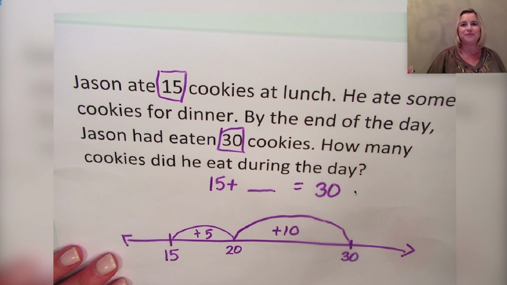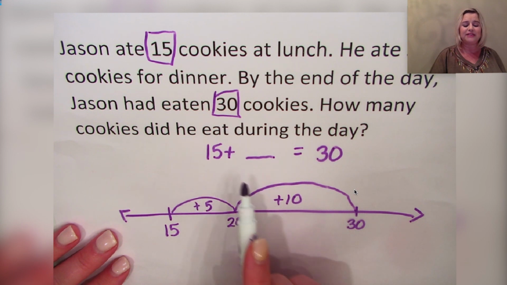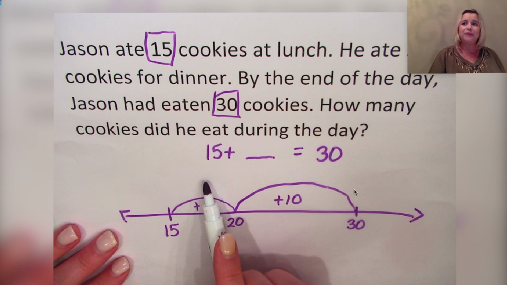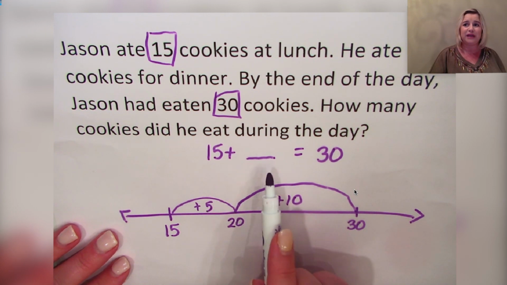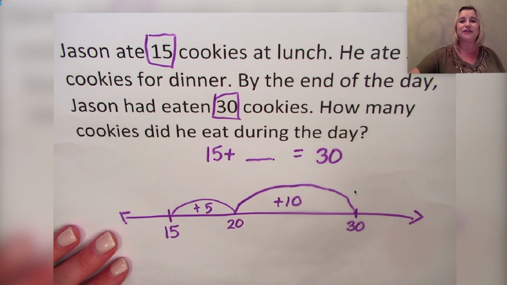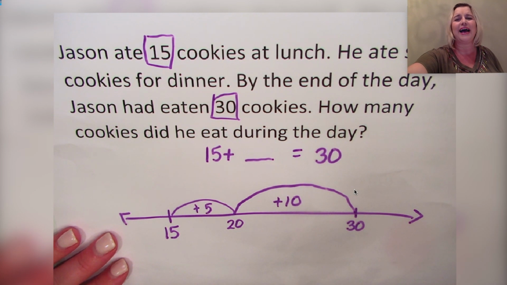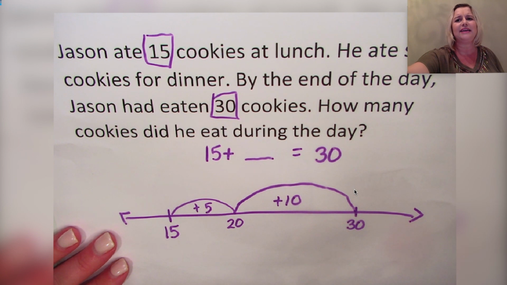Wonderful job. Our original equation was 15 plus blank equals 30, or 15 plus some more cookies is the same as 15 plus blank equals 30 cookies. Make sure you have this equation written. How can you determine how many cookies were added to 15? How can you find what the missing add-in is?